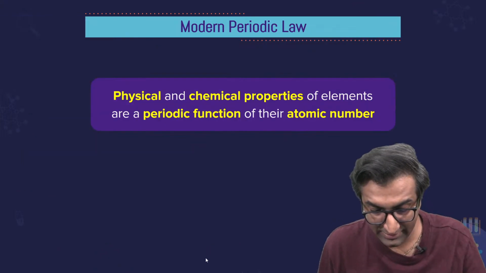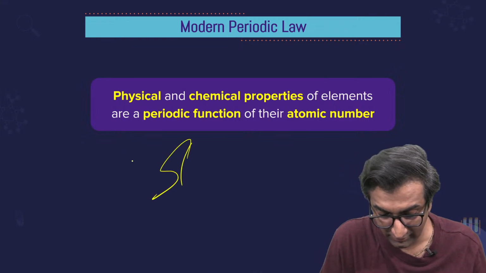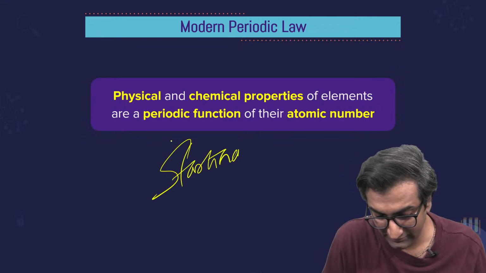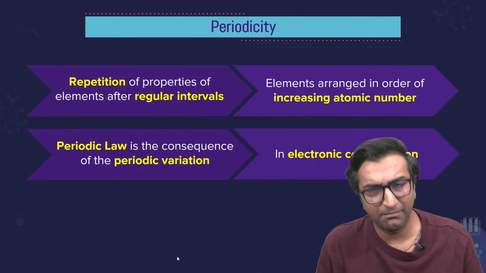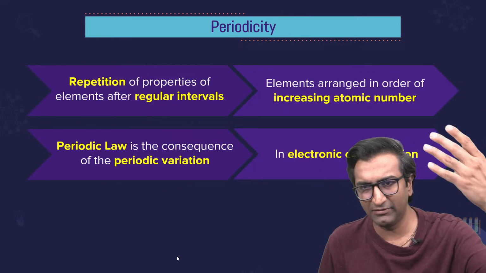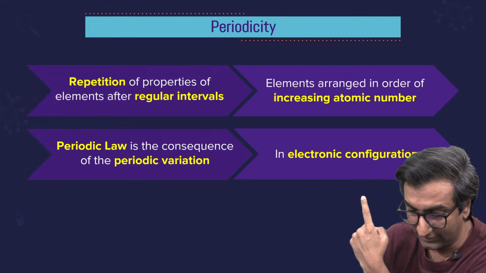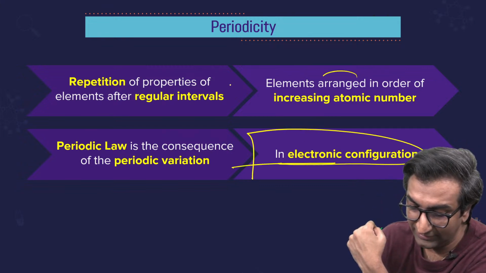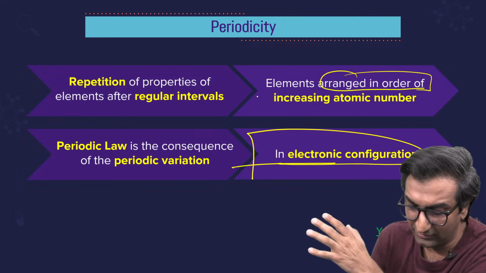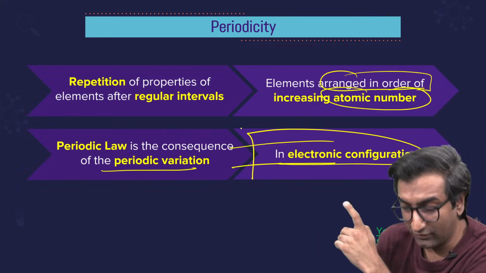So he said that physical and chemical properties of elements are a periodic function of the atomic number. This is the starting point of our conversation. There is repetition of many things. Properties is something you learn in 10th grade, right? Right now, there's going to be a repetition in electronic configuration. That is going to be the focus of today's session. So you're going to be increasing elements in increasing atomic number, you know this already. Periodic law is a consequence of periodic variation. Main focus: electronic configuration.